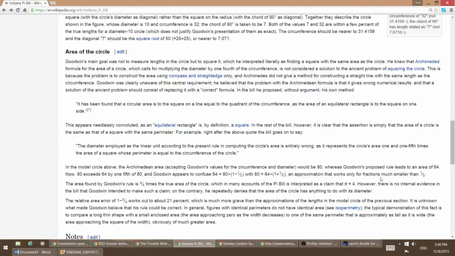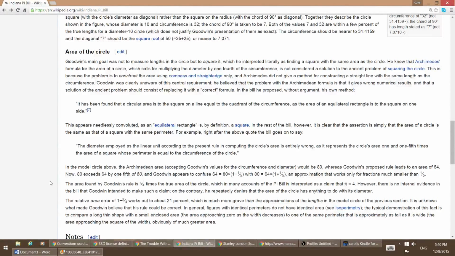An approximation that works only for fractions much smaller than 1/5. The area found by Goodwin's rule is pi over 4 times the true area of the circle, which in many accounts of the pi bill is interpreted as a claim that pi equals 4.